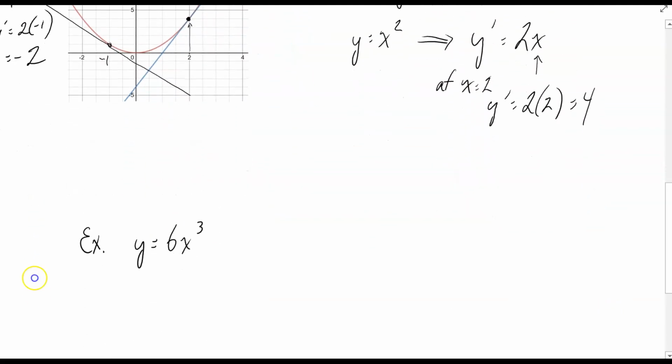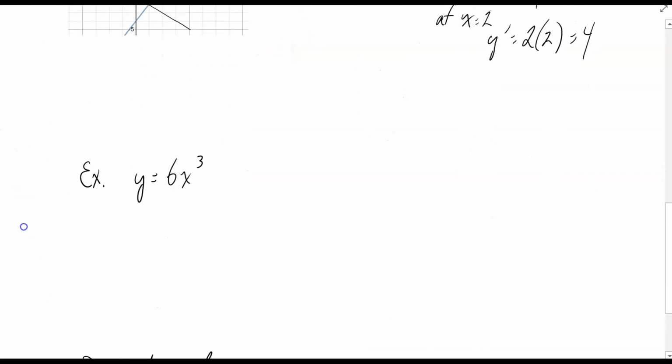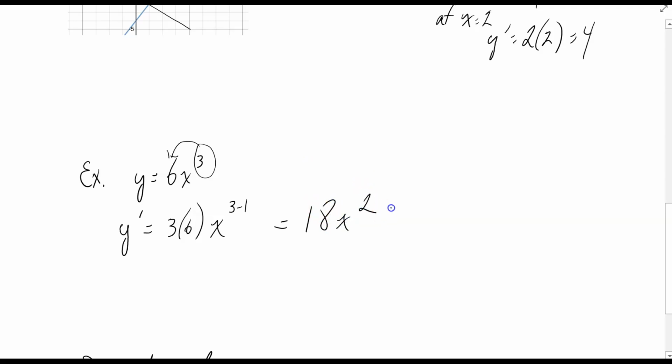Okay, so another example. The curve is y equals 6x cubed. Then our y prime is equal to, take our exponent, multiply it by the coefficient, so 3 times 6, keep the variable x, and reduce the exponent by 1. And this becomes 18x squared.